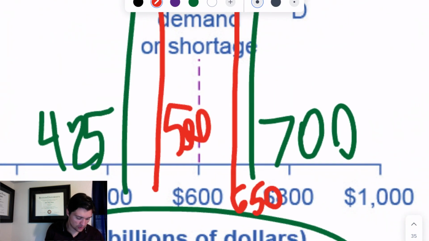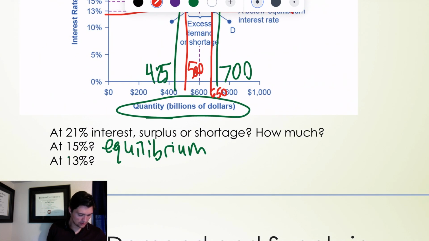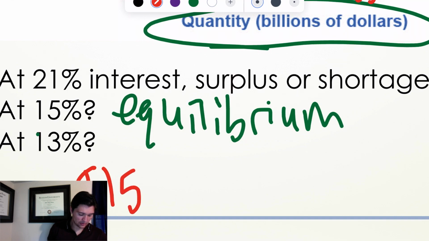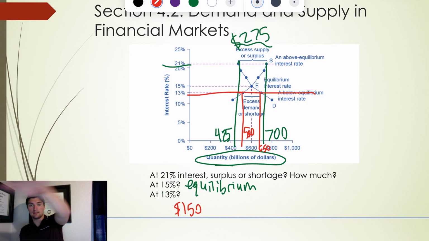And how much is the shortage? We have 650 billion dollars as a quantity demanded, but we only have 500 in the bank. So we're going to have a shortage of 150 billion. So that's how we find the surplus and the shortage. We find where the quantity demanded and supplied are, and then we can figure out the difference there.